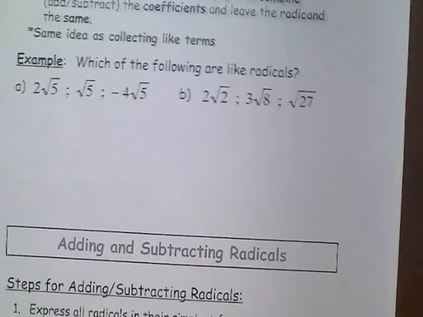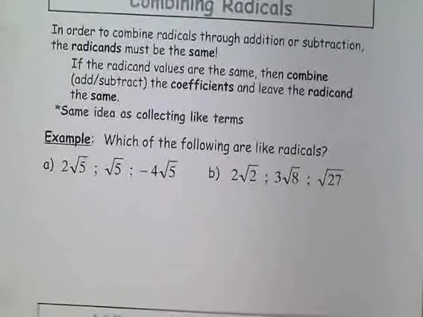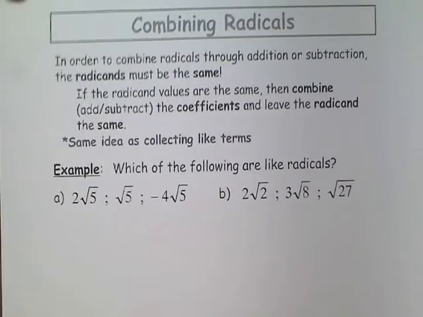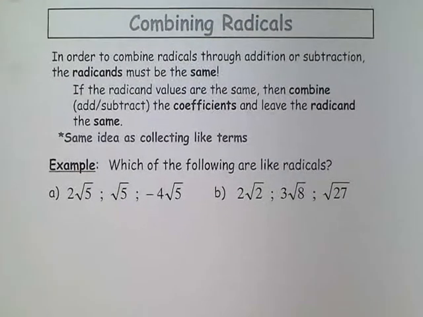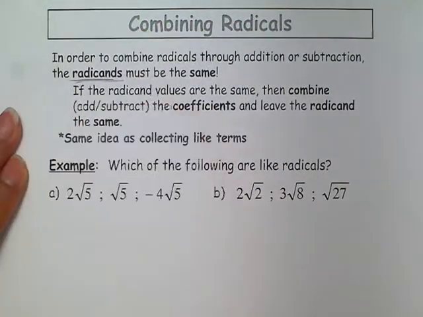Okay, next we're going to look at combining radicals. And combining radicals means that we are going to add or subtract them, just like combining like terms. And so in order to combine radicals through addition or subtraction, the radicands must be the same. So the value underneath the square root sign has to be the same.